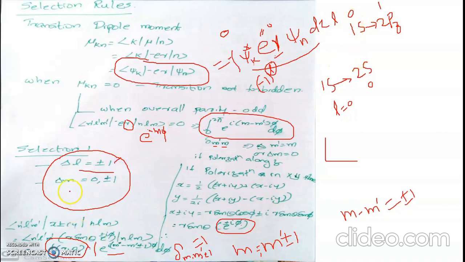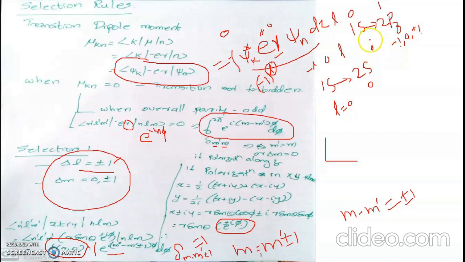Now we'll have to look into this case. When L equals 0, M can have only one value, that is 0. M has values from minus L through 0 to plus L. Corresponding to this, when L equals 1, M will be minus 1, 0 and plus 1. Suppose this corresponds to pz, this corresponds to px, and plus 1 value corresponds to py.